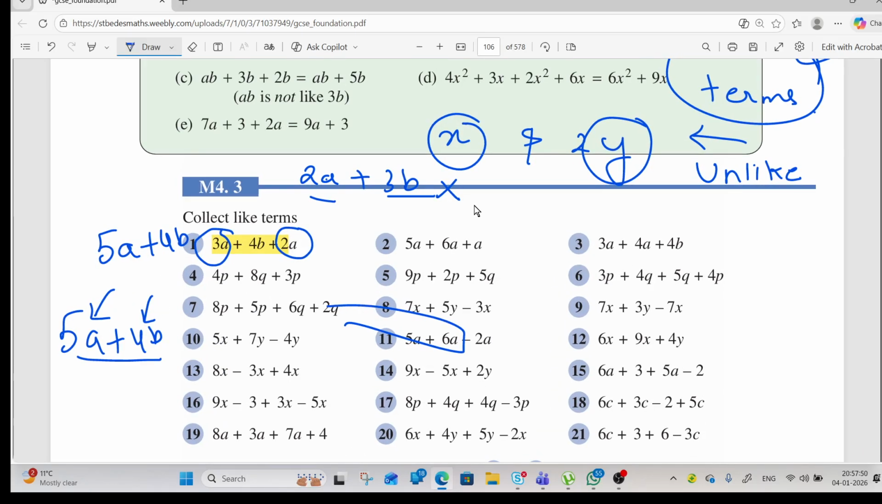Next is 5a plus 6a plus a. If you see, all these three terms are like, right? All of them have a. So that means I can add all of them. 5a plus a, if a is written, that means it is 1a. So you have to consider it as 1. So 5 plus 1, 6a. 6a plus 6a is 12a. Is that clear? Yes.